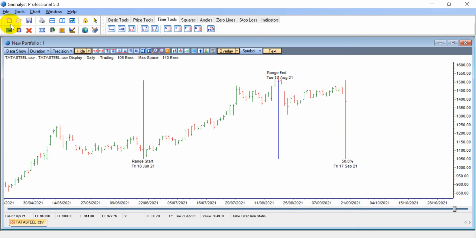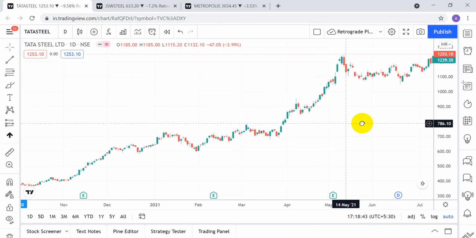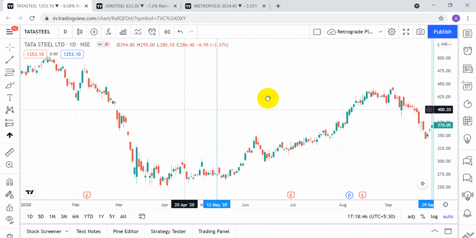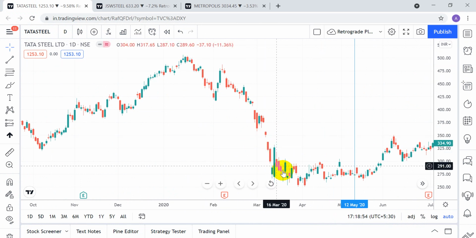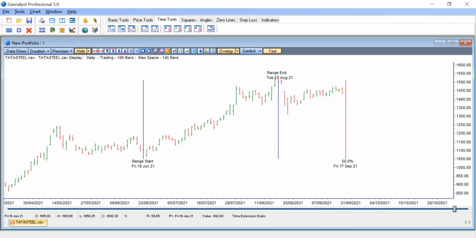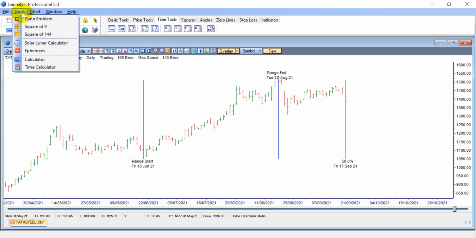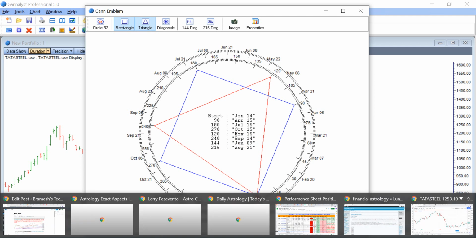Now the first thing is, like Gann used to tell, we have to go back and find if we can find any symmetry. If I go all the way back to 2020, on 14 January 2020 was the top of Tata Steel at 506. After that the stock had a very brutal fall. It almost halved in the COVID crash. If I use 14 January 2020 as my reference date, I go to tools, Gann emblem. I've set up this wheel at 14 January, and I'm getting these dates. One of the dates coming is September 14th, and this date can act as an important trend change date.